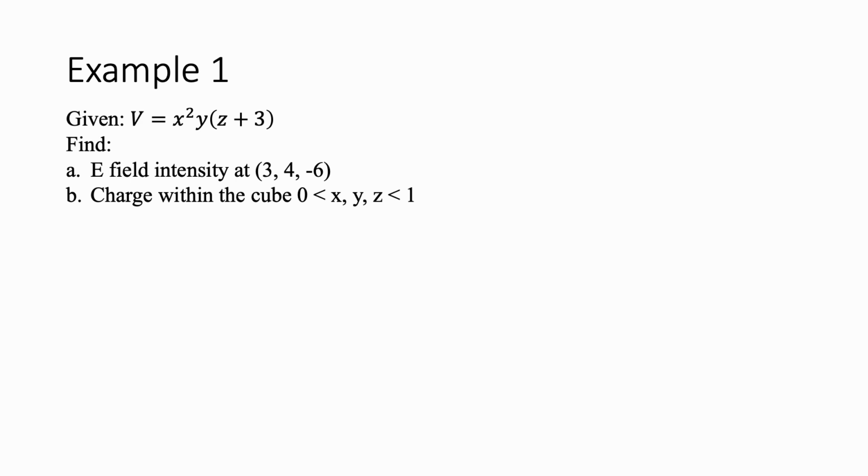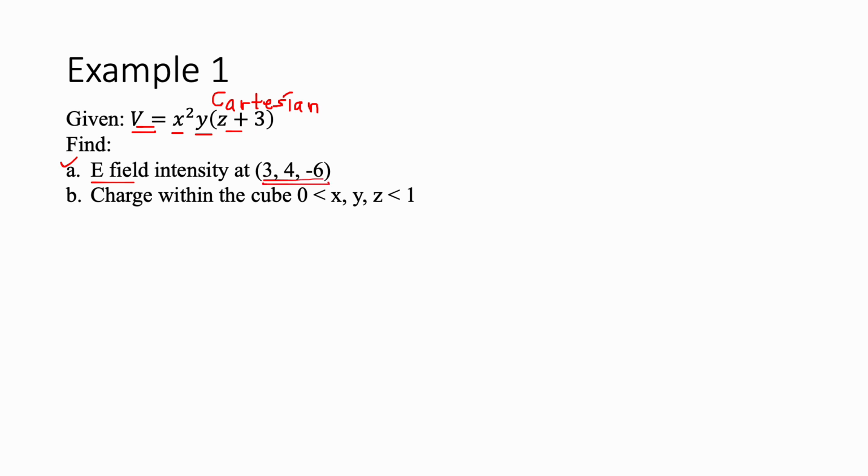Okay, now let's look at example 1. They give us the value of V, the potential: x squared y z plus 3. So the variables involved here are x, y, and z. So of course, it is in Cartesian. Okay, so there are two things that we need to determine. We need to determine the E field intensity at this particular point.